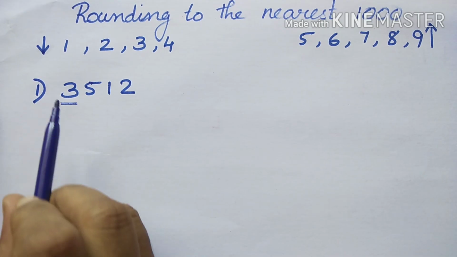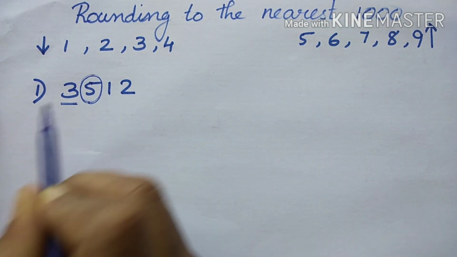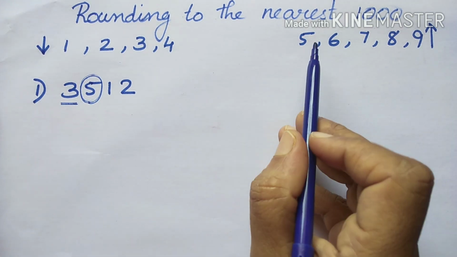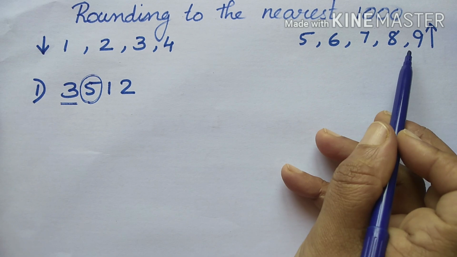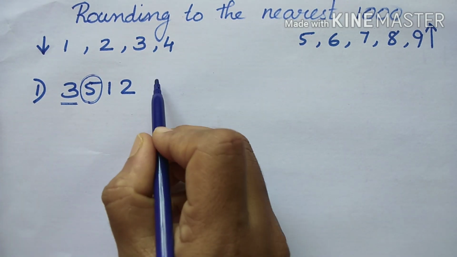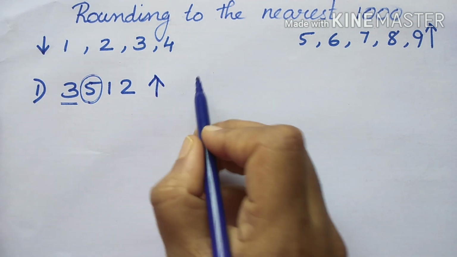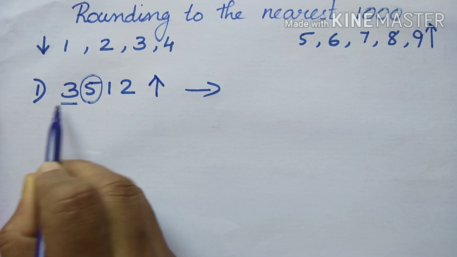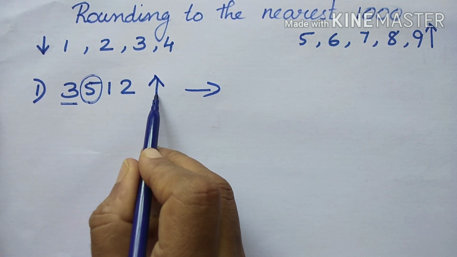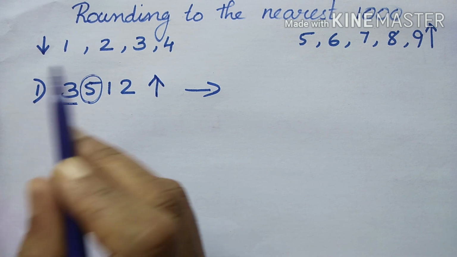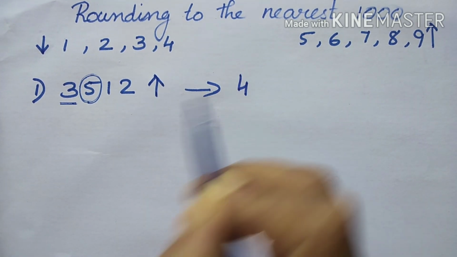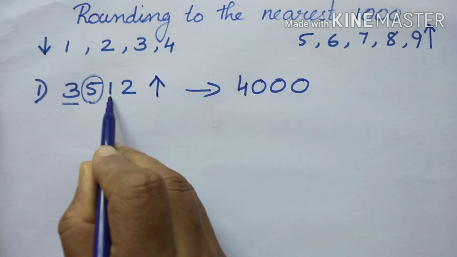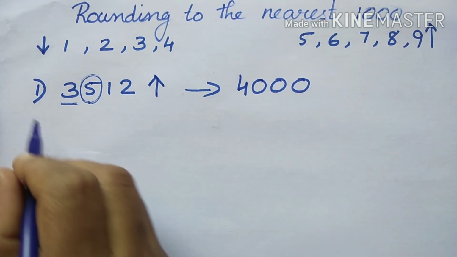Underline the number in the thousand place and look at the number near to it, that is in the hundreds place. Here it is 5. The number which is equal to 5 or greater than 5 should round up. So here we have to round up. Since it is round up, we take this number to the next number. 3 becomes 4. Then balance number you can write as 0. 1, 2, 3. So you can write 3 zeros.